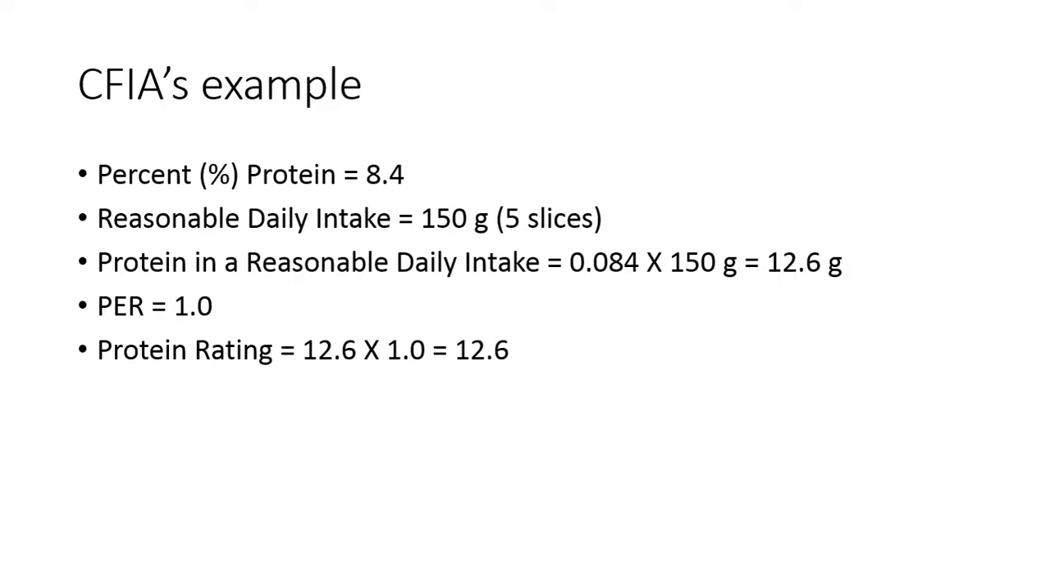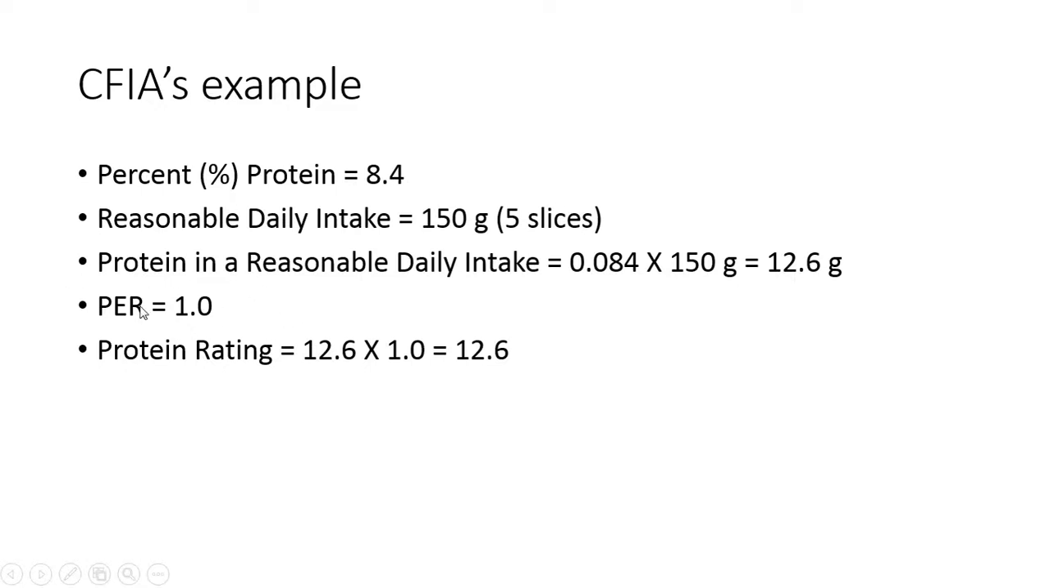This is CFIA's example. They've calculated the protein concentration, most likely by using LECO or Dumas or Kjeldahl. They have gone into Schedule K of the FDR and identified what the reasonable daily intake of a food product is. This is where you would need to substitute an appropriate serving size if there is no reasonable daily intake. Then we're going to multiply the percent of protein times the serving size to get out the gram quantity of the protein that's being consumed.